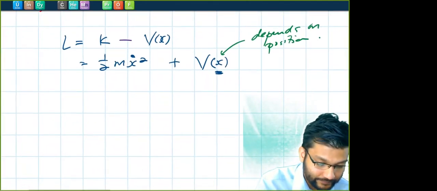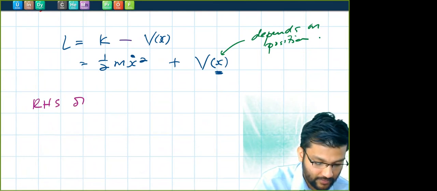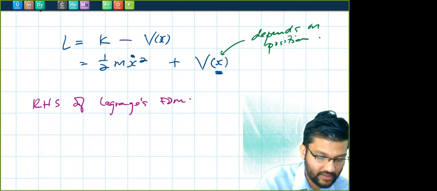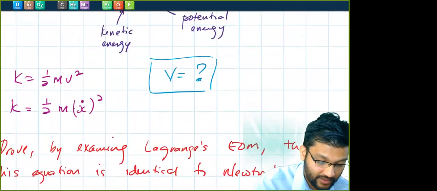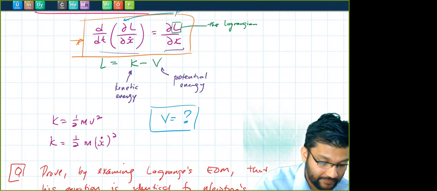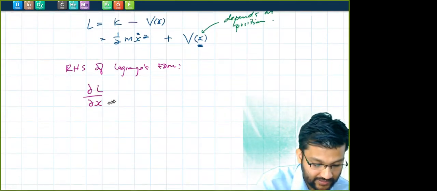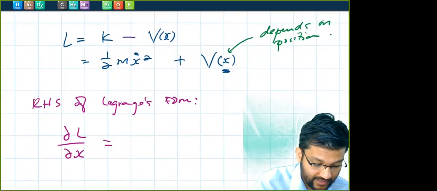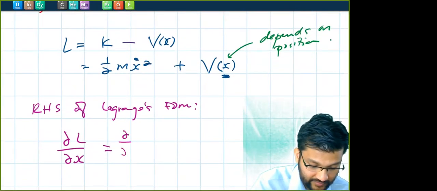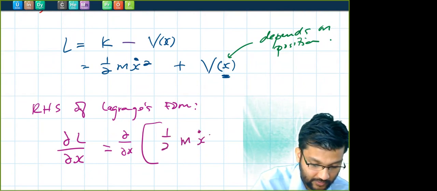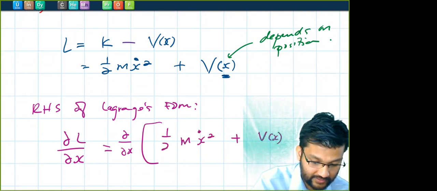All right. So let's solve the right-hand side of Lagrange's equation of motion because it looks simpler. And it's the partial derivative of L with respect to x. So if this is L, it's going to be the partial derivative with respect to x of half m x dot squared plus V times x.